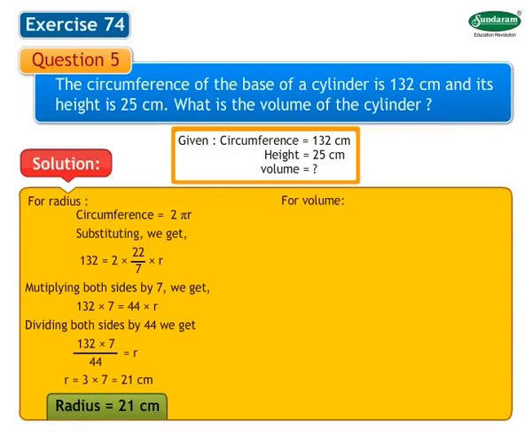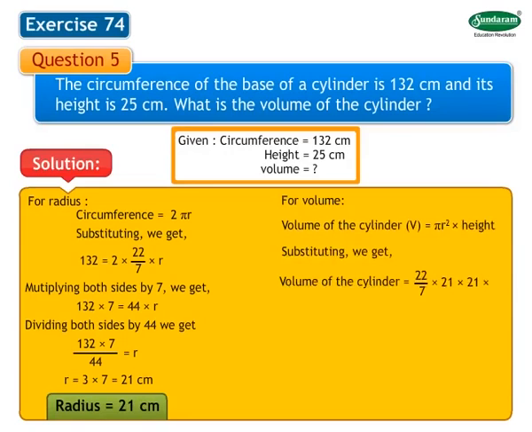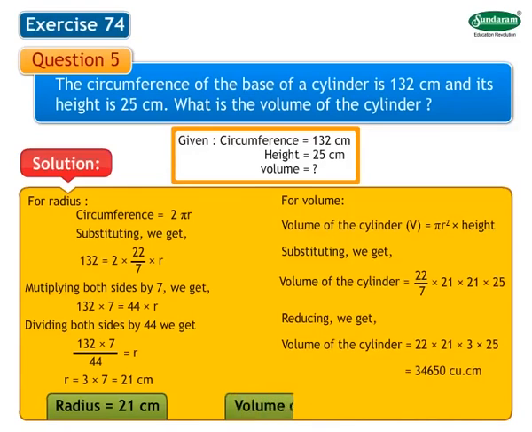Now we can find the volume using the formula. The volume of the cylinder is pi r square into height. Substituting, we get volume of the cylinder is equal to 22 upon 7 into 21 into 21 into 25. Reducing, we get volume of the cylinder is equal to 22 into 21 into 3 into 25, which is equal to 34,650 cubic centimeter. Volume of the cylinder is equal to 34,650 cubic centimeter.